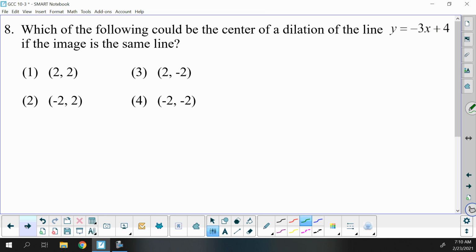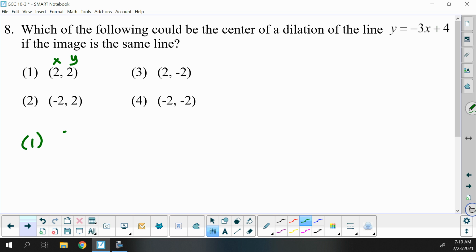And if we go over to 26, last one for this video, we again want it to be the same line. So we want to think, okay, it's got to be on the line. So let's check each of our points. We've got our x, we got our y. Let's sub them in, see if they work.